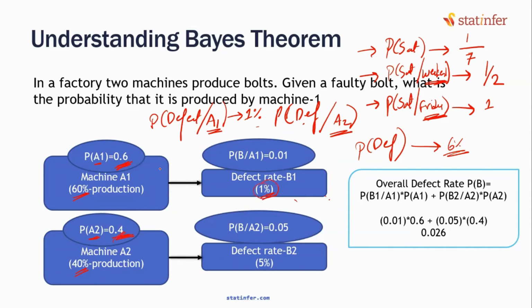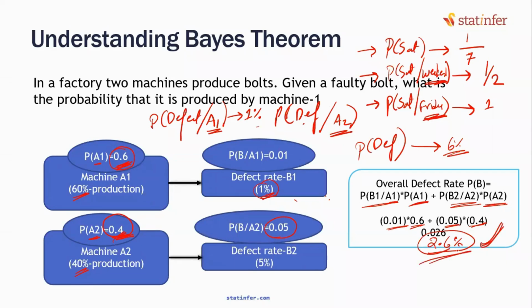So A1 defect rate into A1 production rate, plus A2 defect rate into A2 production rate. Look at this, all of you. A1 defect rate into A1 production rate. Does this term make sense to you? Plus A2 defect rate into A2 production rate. Is this very clear? It has to be crystal clear to you. 1% into 60%, 5% into 40%. The overall defect rate is 2.6%. It is not 6%, it is 2.6%.